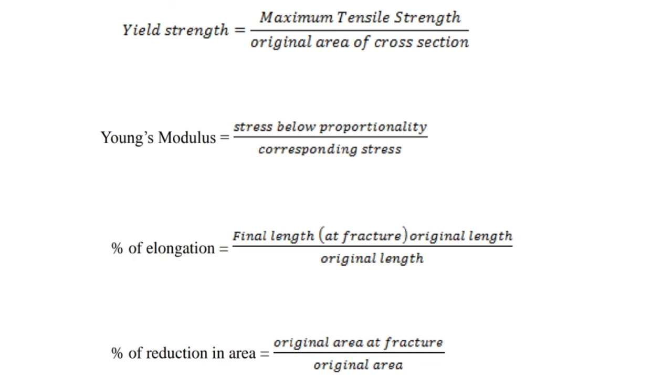Percentage of elongation is equal to final length at fracture minus original length, divided by original length. Percentage of reduction in area is equal to original area minus area at fracture, divided by original area.